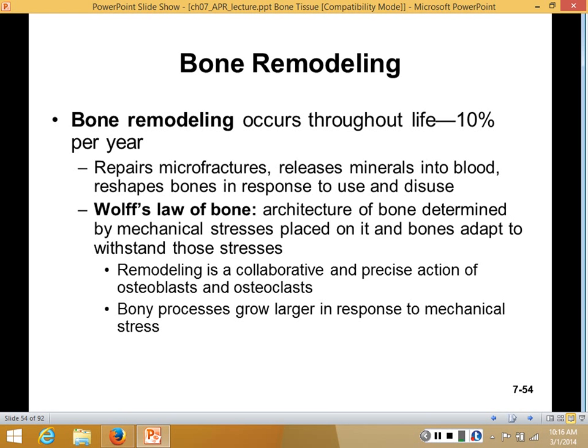Let's look at that, because you really need to understand this part. Second paragraph, Wolff's Law of Bones. Someone read that for me. States that the architecture of bone is what? Determined by the mechanical stress placed upon it.